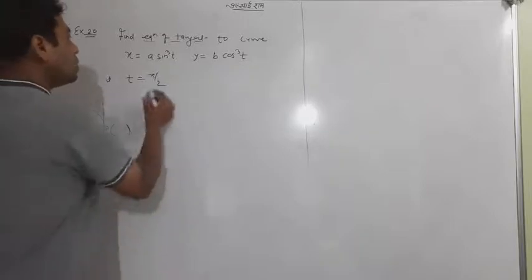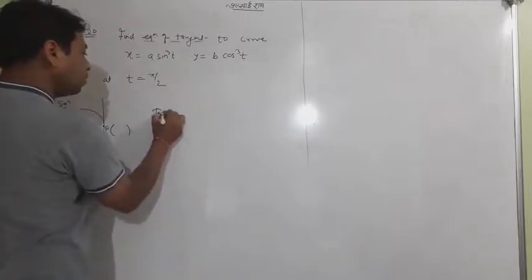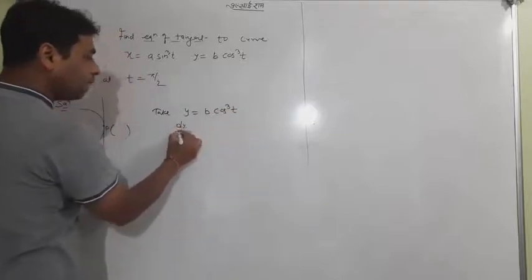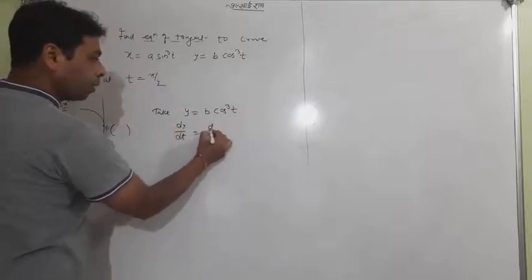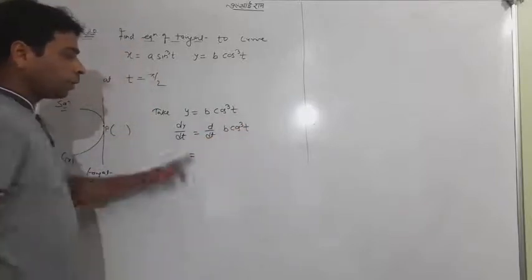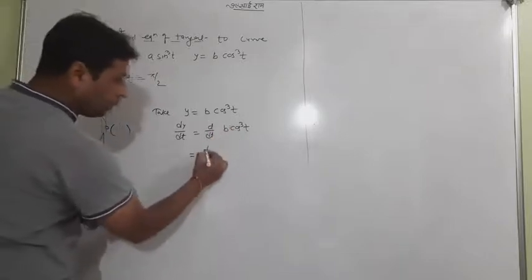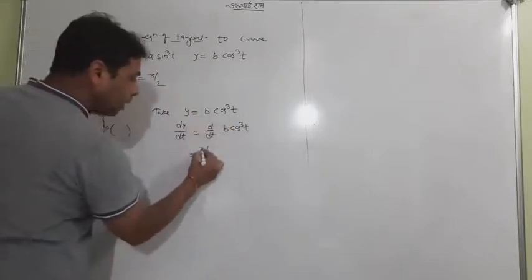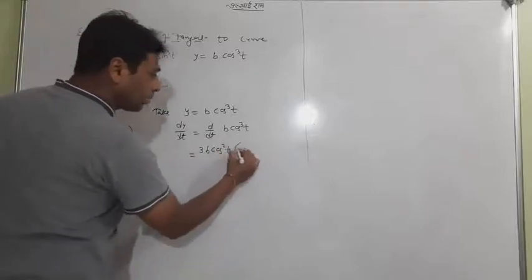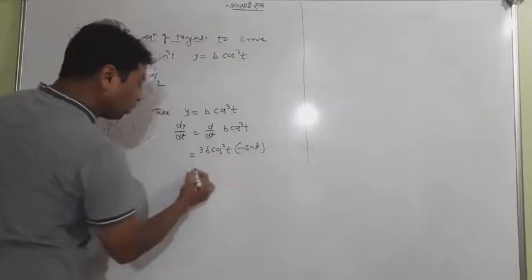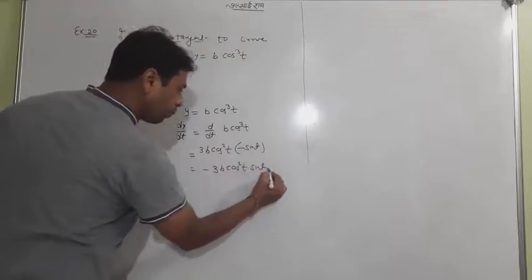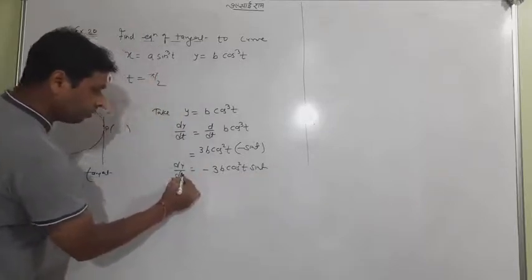Okay. First taking y equal to b cos cube t. So dy by dt will be d by dt of b cos cube t. This is with respect to t, students. So b will come outside as a constant, 3 as a power will come further, and cos t has again a differentiation which is minus sin t. So overall answer is minus 3b cos square t sin t. This is dy by dt.